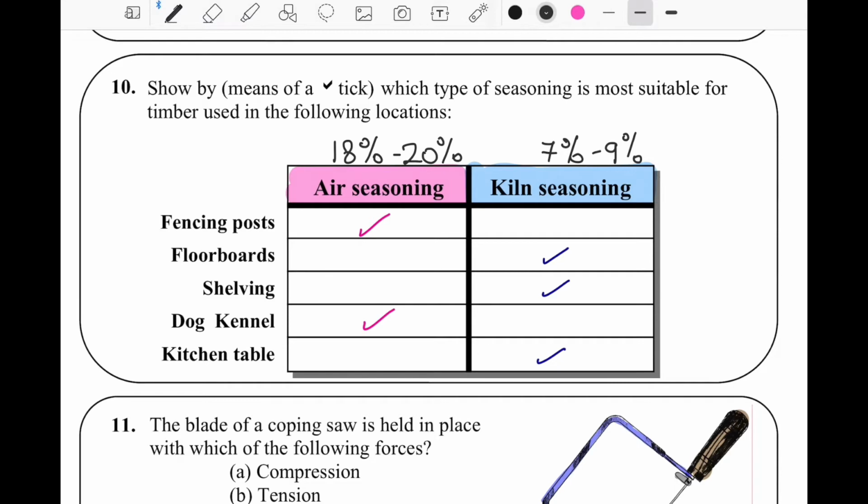So basically these, if you think about it as being, air seasoning is for something that goes outside, and kiln seasoning is for something that is inside, indoors.